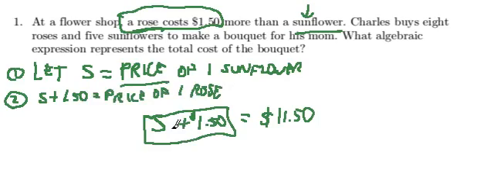Now you might be looking at this and saying, well, can't I just say, let S be the price of one sunflower and R the price of one rose? Well, when you get to later years, you can start using more than one variable.